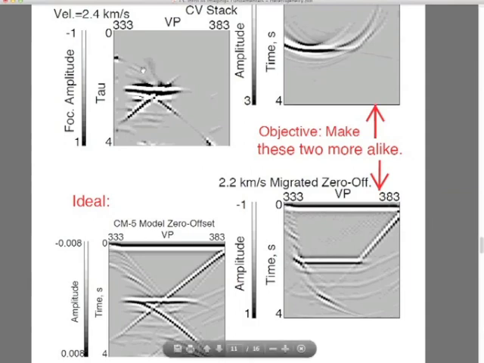And so the only thing we can do is make a stack, and you can see that the stack represents some of the more prominent features of the zero offset section. In particular, the stack is kind of a dip filter. It favors things that don't have any dip. If they have any dip, they're much weaker. Like here's the reflection from the ramp on the north side of the basin, and it's much weaker in the stack than it is in the zero offset section.